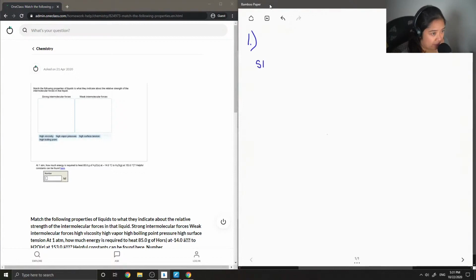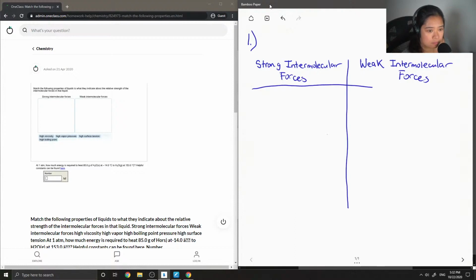So let me just write down the definition of the two. Strong, and I'll just make a comparison table. So basically, when you have strong intermolecular forces in the liquid, that means that you have very strong bonds that are present in the liquid. And then on the other hand, for the weak intermolecular forces, that means you have weak bonds.